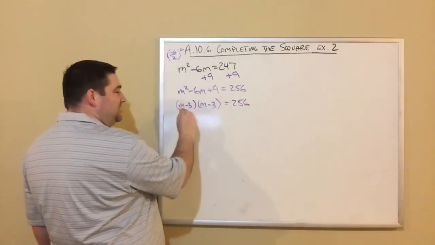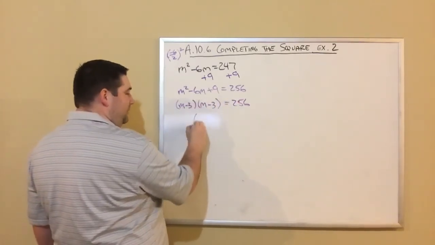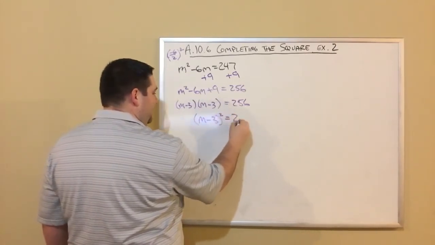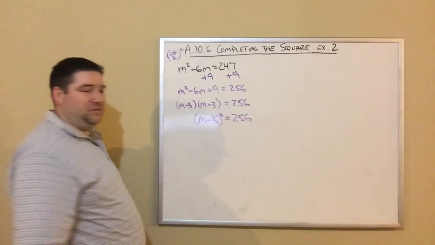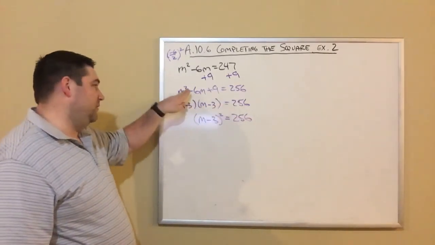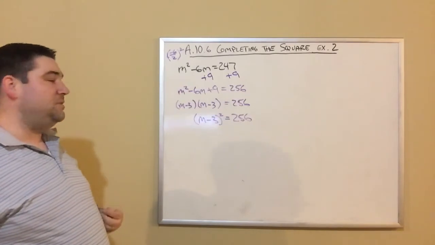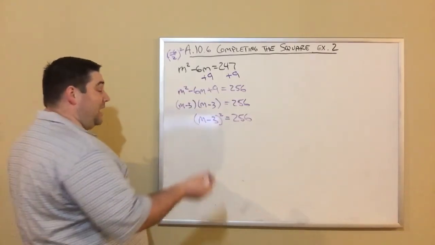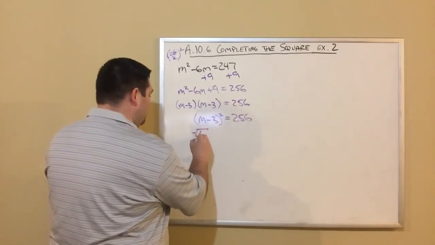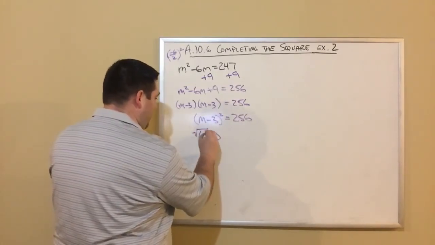So what I'm going to do now is instead of writing this as m minus 3 times m minus 3, I'm going to write it as m minus 3 squared, and that still equals 256. You could skip this step right here and just go from that step to that step. So now I can solve this. Since this is a perfect square, I can take the square root. So I'm going to take the square root of both sides.